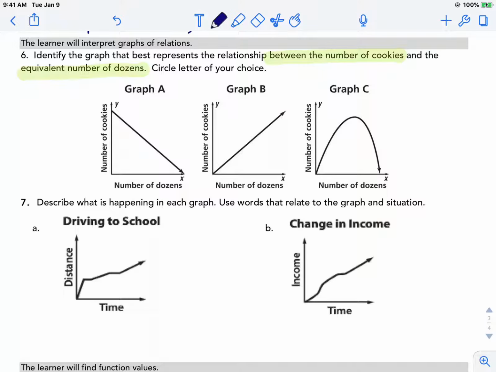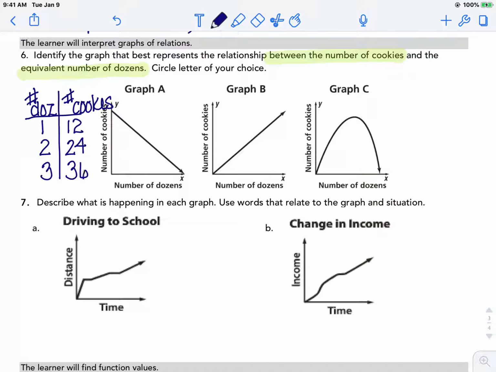With any multiple choice, you want to see if some of them don't make any sense. So if I could even make a quick table of information, I would quickly see the number of dozen that I might know about, because I know about dozens of cookies, and the number of cookies. Here's what I know: 1 dozen cookies is 12 cookies. 2 dozens means 12 2 times, so 24. 3 dozen means 12 3 times, or 36.